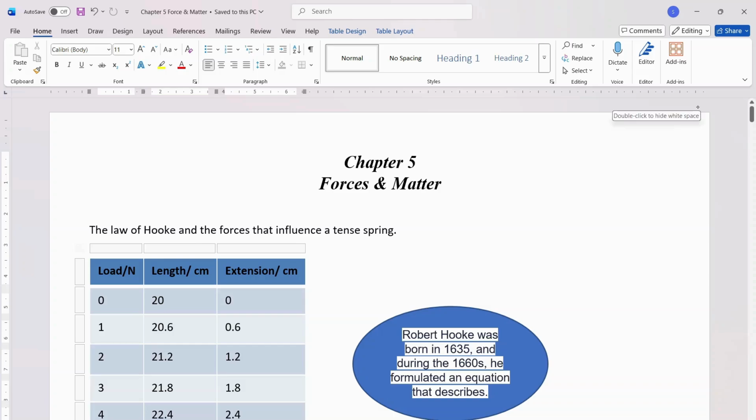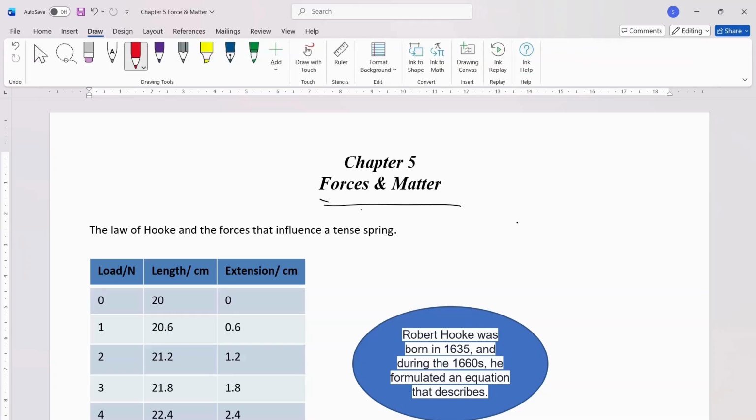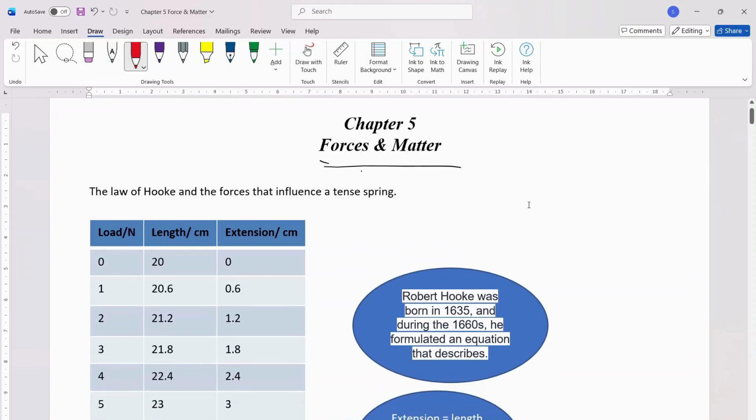Let's start chapter number 5, Forces and Matter. We are going to discuss Hooke's law and the forces that influence a tense spring.